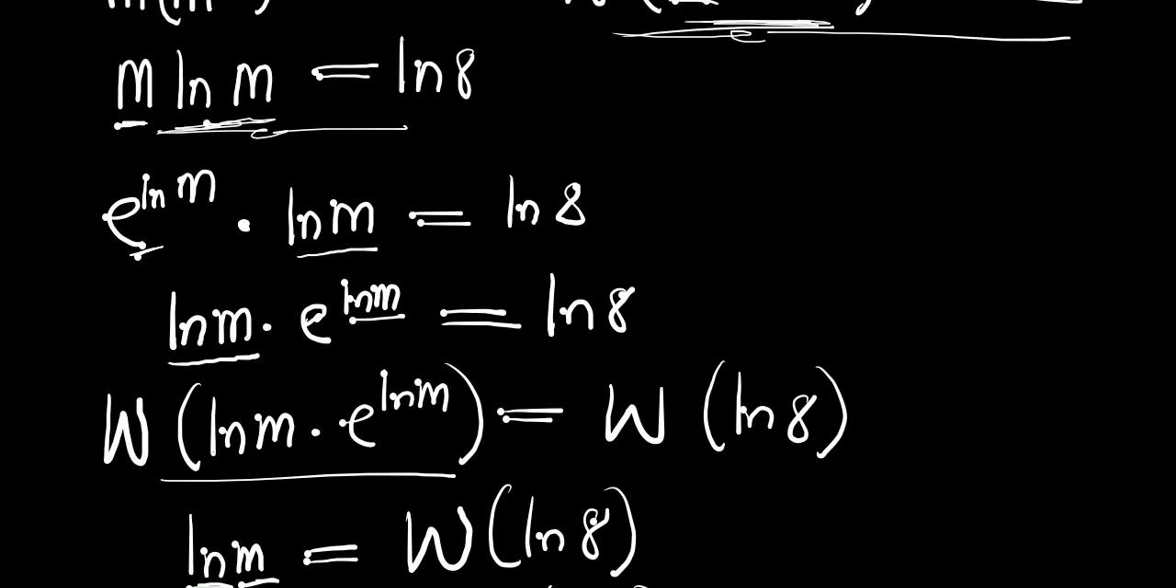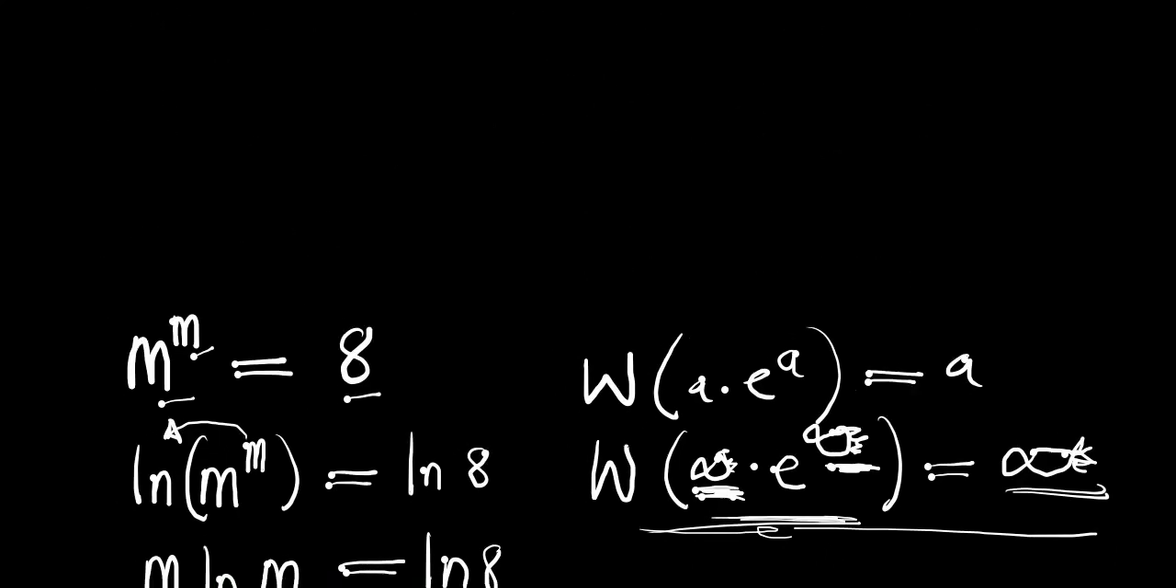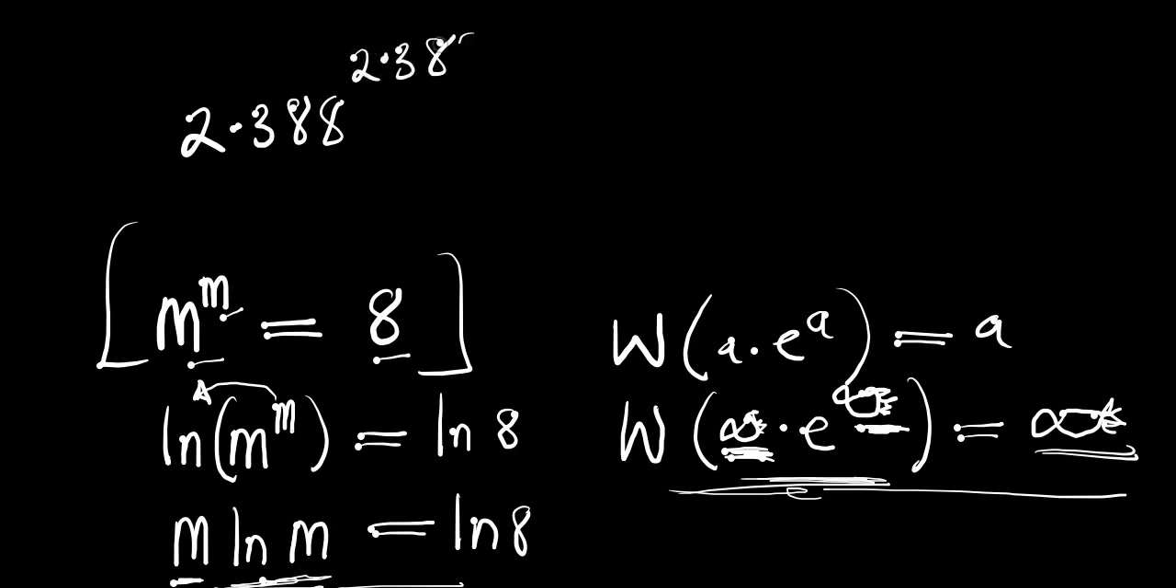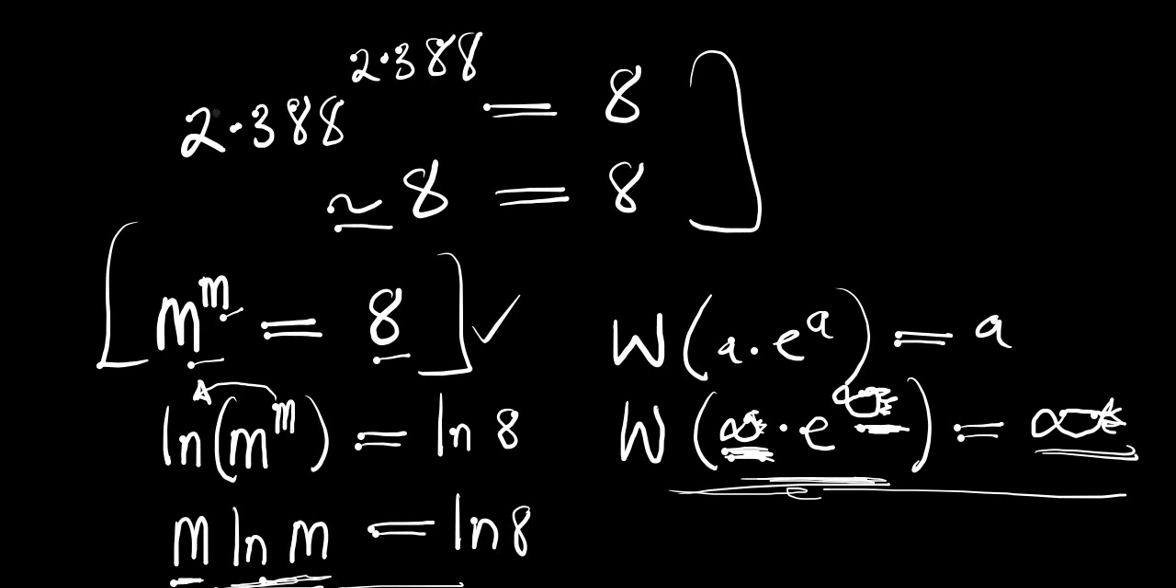Now, you can as well check by inserting this value right here. So remember we had m power m equals 8. So that means if we have our answer 2.388 raised to the power of 2.388, this should give us 8 to satisfy this condition. And definitely, if you type this into your calculator, you are going to have an approximate answer that is very close to 8. And this equals 8. So that is it for the video.